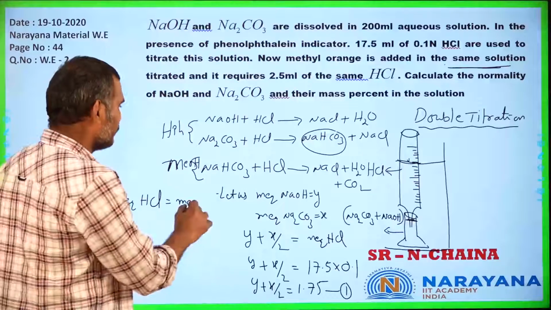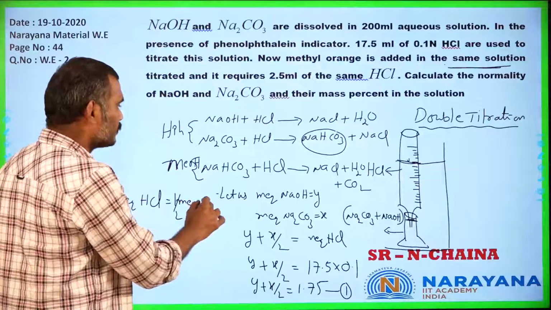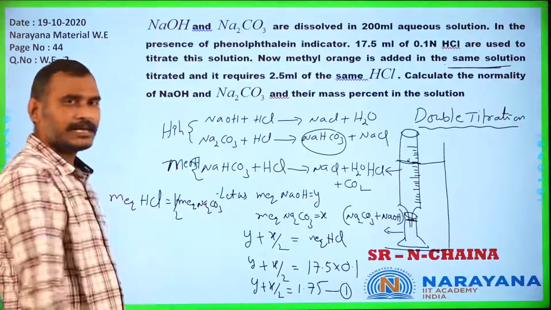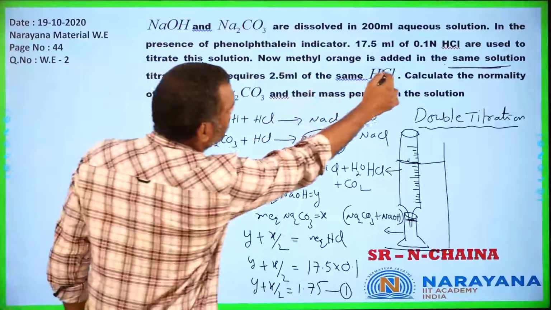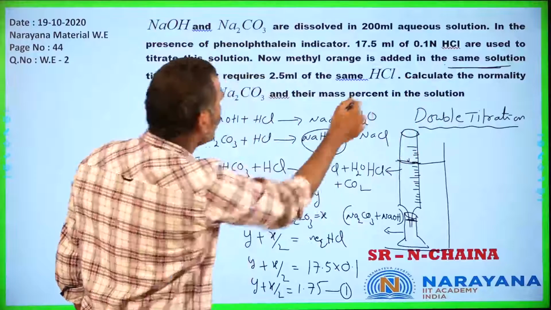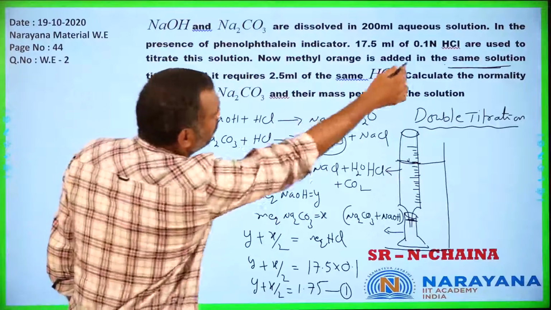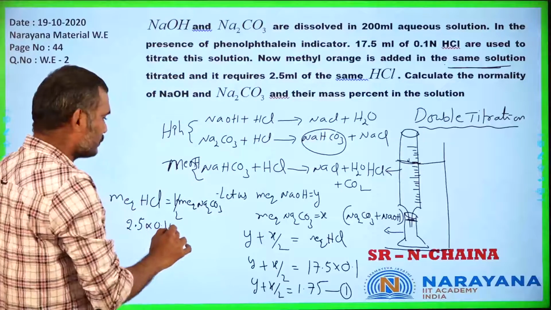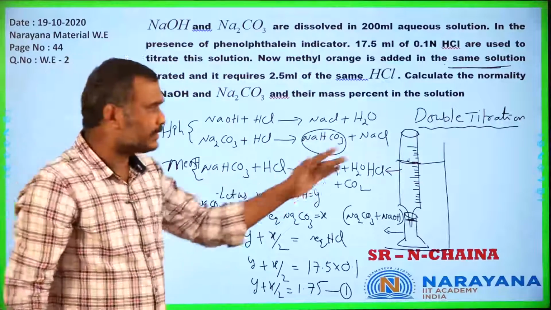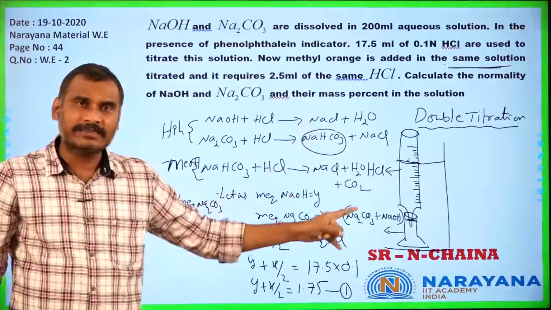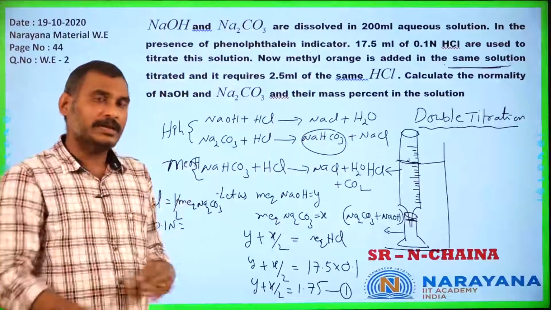That is nothing but half milli equivalence of sodium carbonate. Say yes or no? That is milli equivalence of HCl in the second experiment is equal to 2.5 into 0.1 N. Sir, some students are getting doubt. Here I am using the same titration. For individual titration, what happens?